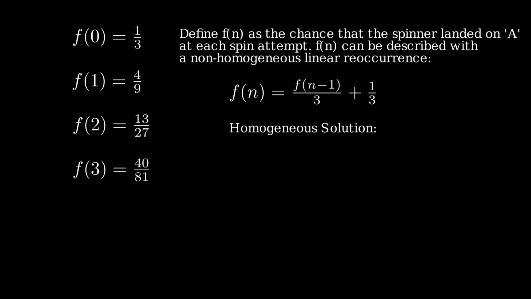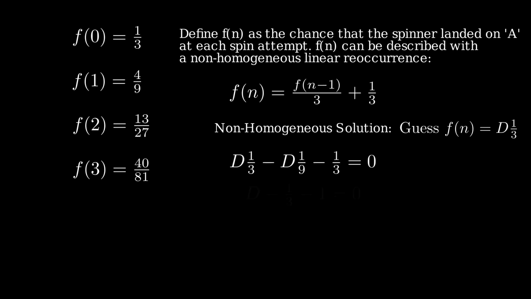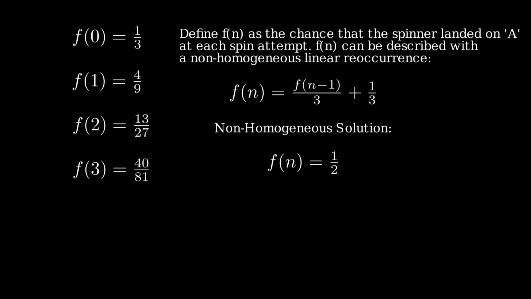The first step is to find the homogeneous solution, which is f of n equals c1 times 1/3 to the n. The next step is to find the non-homogeneous solution. Here, we guess the equation comes in the form of a constant d times 1/3, which results in f of n equals 1/2.